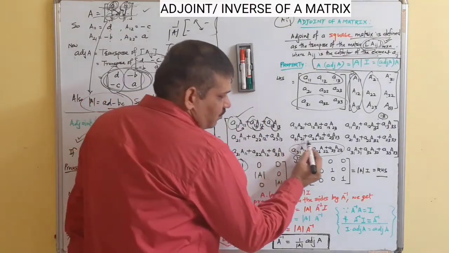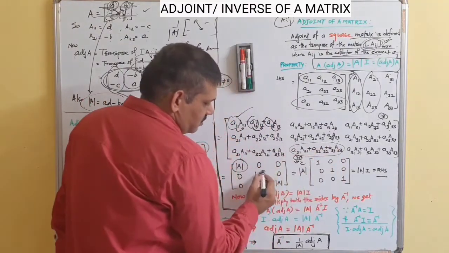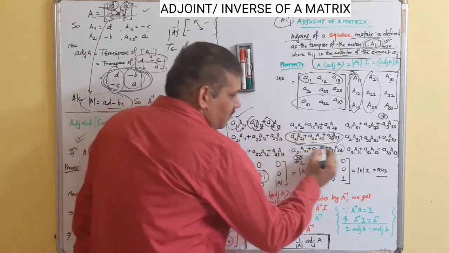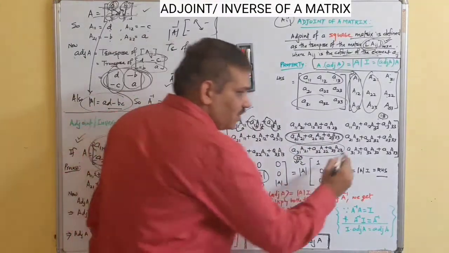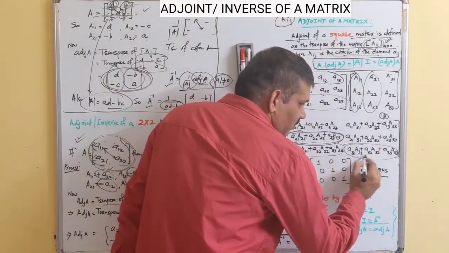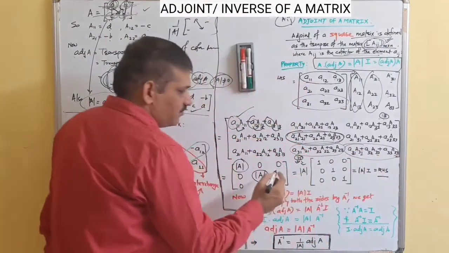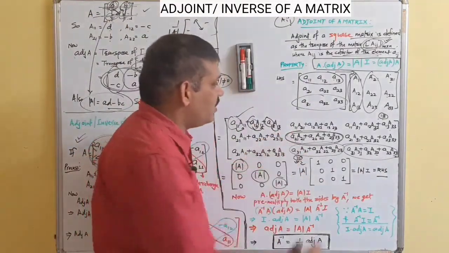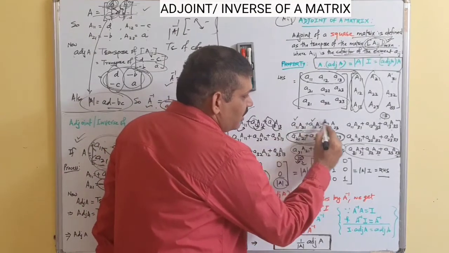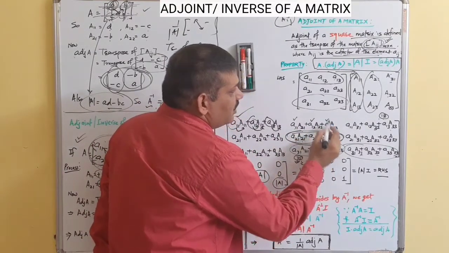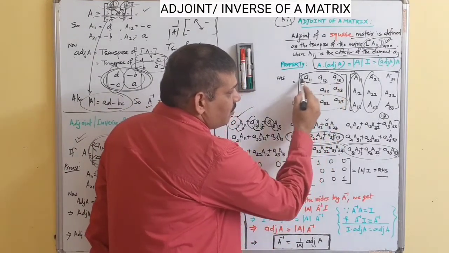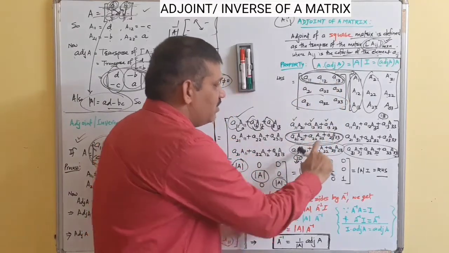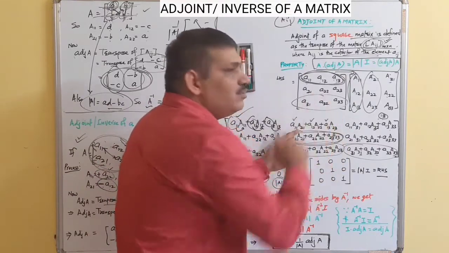In the same way, elements of the second row are multiplied by the cofactors of the second row, and elements of the third row are multiplied by the cofactors of the third row. So these will give us determinant A. But here, what happened? We have taken the elements A11, A12, A13 from the first row, but the cofactors are of the second row: A21, A22, A23.